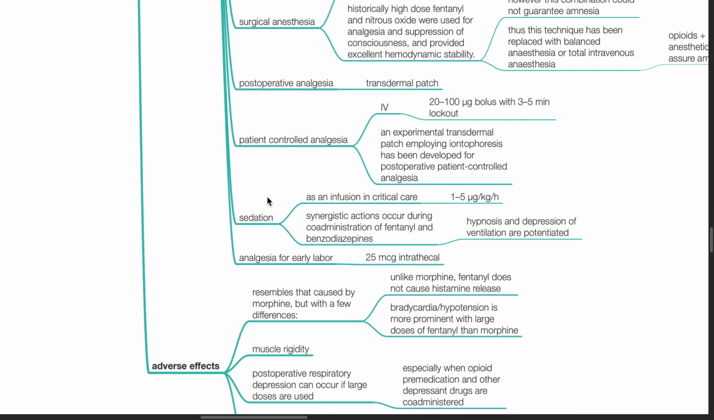Sedation. As an infusion in critical care, the dose is 1 to 5 mcg per kg per hour. Synergistic actions occur during co-administration of fentanyl and benzodiazepines. Hypnosis and depression of ventilation are potentiated. Analgesia for early labor, 25 mcg intrathecally.